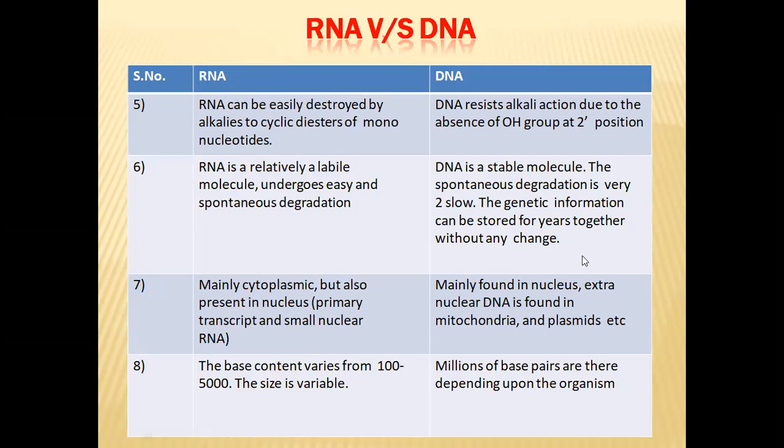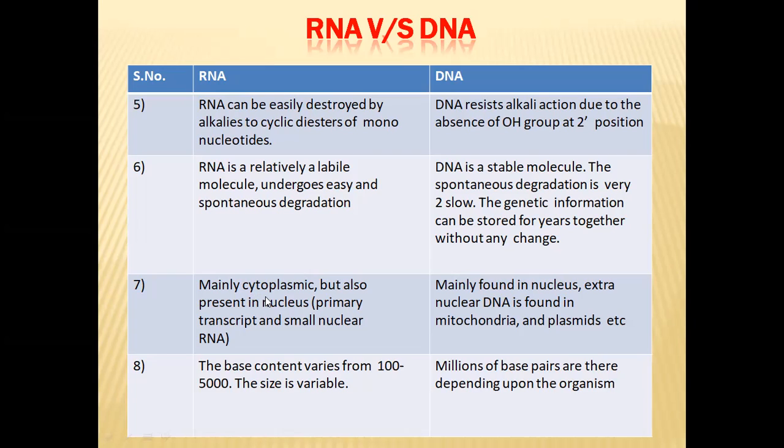RNA can be easily destroyed by alkaline materials, but DNA is not easily destroyed by alkaline material. Why? Because DNA lacks the hydroxyl group in the second position of the pentose sugar, deoxyribose. And RNA is a relatively labile molecule. That means it is easily degradable, but DNA is a stable molecule. It will not be degraded easily.